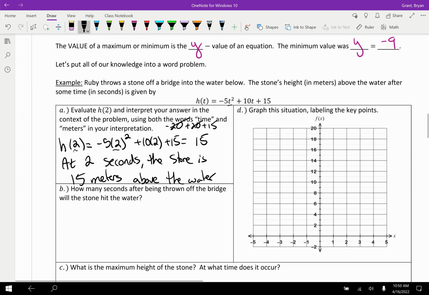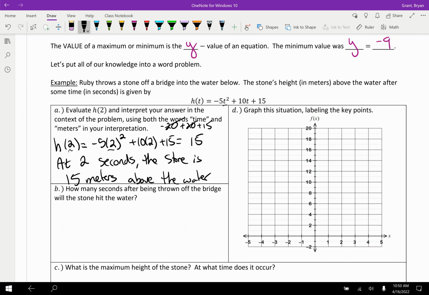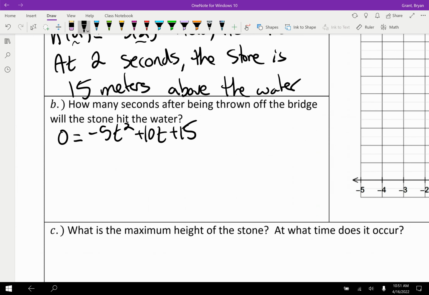Okay, so if we want to figure out when the stone hits the water, let's figure out when the height, when the output is 0. So we'll need to solve 0 equals -5t squared plus 10t plus 15. This is also finding the zeros of the equation, or the x-intercepts, isn't it? Okay, so if we do that, I'm noticing that there's a -5 common to all of them. You could take out a +5. The reason I'm going to take the -5, though, is because that's going to leave me with that 1 in front of t squared again, and I think that's going to help us out.